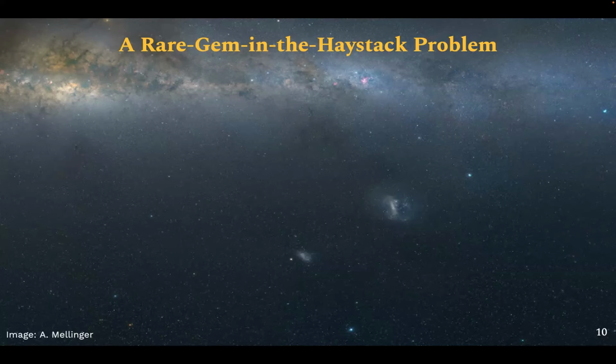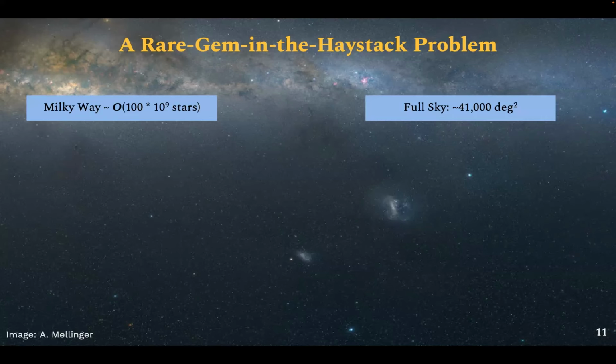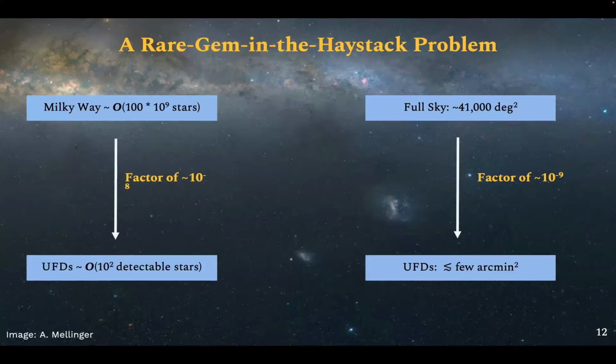And so again, I'm showing you this optical image of the Milky Way with the galactic plane at the top and the LMC and the SMC at the bottom. In the Milky Way, we think there's something like 100 billion stars. The objects we're looking for are resolved clumps of stars. Something like 100 detectable stars is reasonable to expect from current surveys. So there's something like a 10^8 difference in the number of stars in the Milky Way and the number of stars in these systems. And so you're looking for a very small contribution to the Milky Way halo.